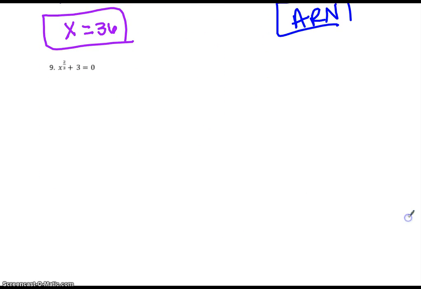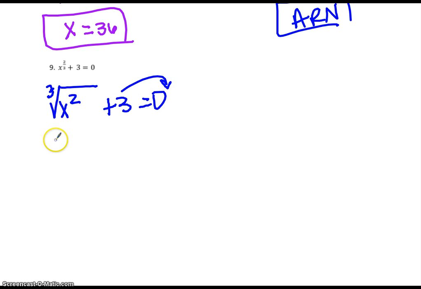All right, so when they give it to you as a fraction, you have to rewrite it as a root. Now remember the bottom number is your root and the top number is going to be an exponent under it. So this is the cube root of x squared plus 3 equals 0. So then you're going to move your 3. So the cube root of x squared is equal to negative 3.